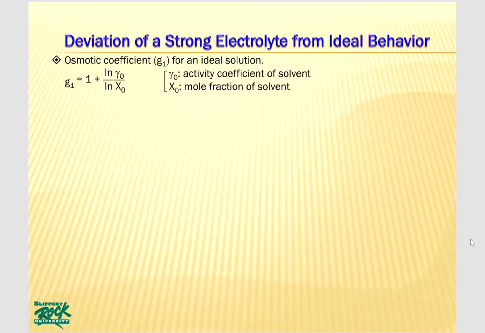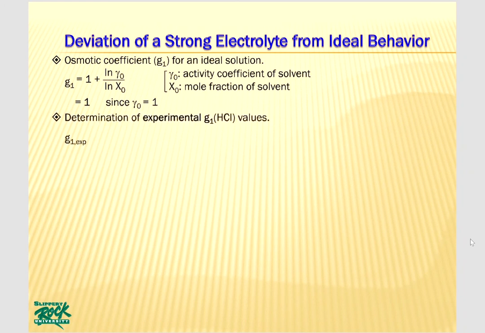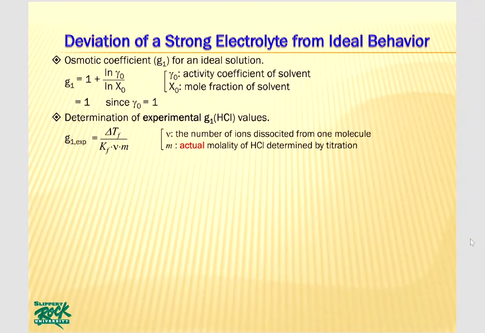Gamma naught is the activity coefficient of solvent and x naught is the mole fraction of solvent. Since gamma naught of the solvent in an ideal solution is 1, G1 for an ideal solution is 1 as well. In reality, however, the G1 deviates from its ideal value. The G1 values can be determined experimentally with this equation. Experimental G1 value equals delta TF divided by uppercase KF times nu times M.